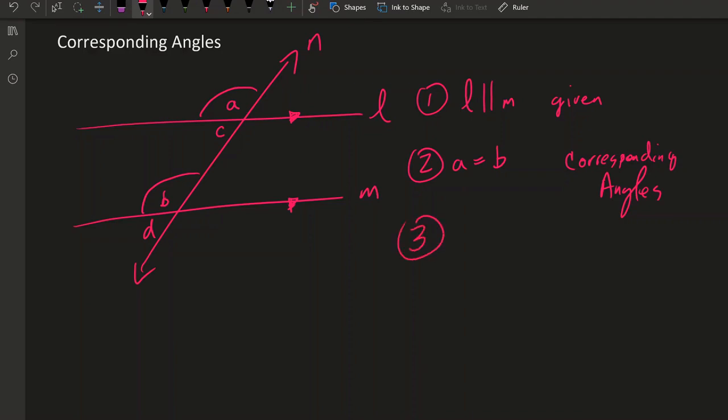I could also do the same thing with C and D. C is equal to D. Again, they're in the same spot, but on different lines. Corresponding angles.